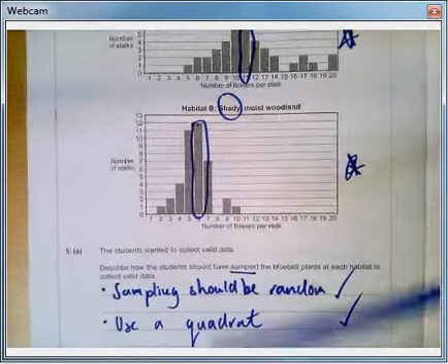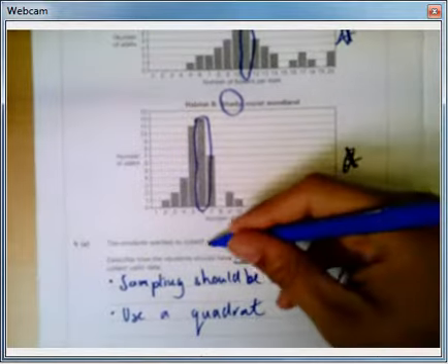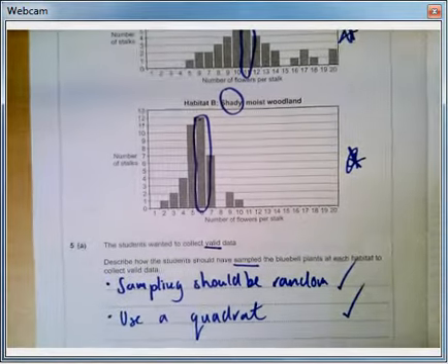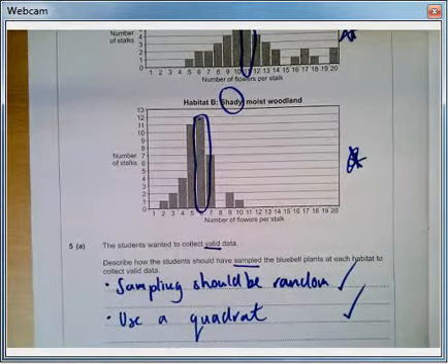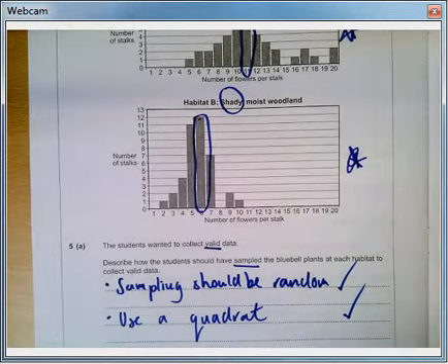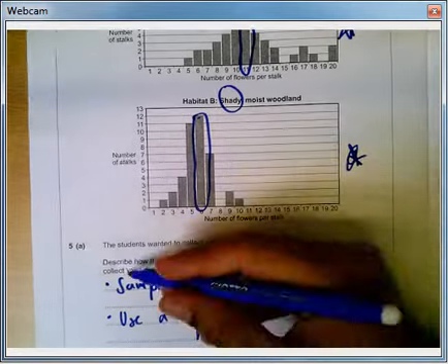Right. So students want to collect valid data. Valid is a key word there. Okay, remember when anything's valid, you've got to be making sure you've answered the question properly. Describe how the students could have sampled, or keyword there, sampled the bluebells at each habitat to collect valid data. There's that word valid again.